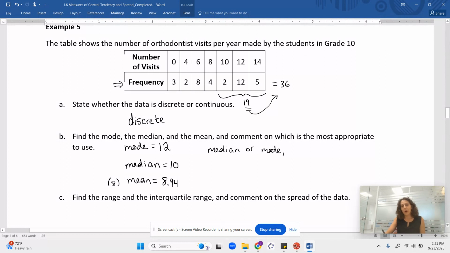And I honestly think the median would probably be the best. I'm actually going to take away mode. I think the mode is a bit too high to describe. So maybe I'd say the median because most, like the majority of students, over half, went 10 or more times to the orthodontist.